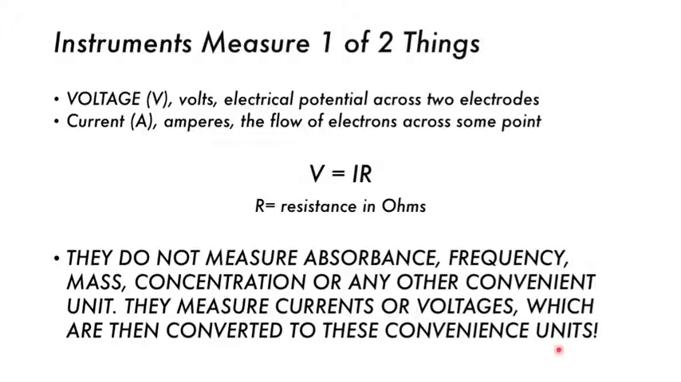So that's an important thing to remember. We do not, using these instruments, directly measure absorbance, frequency, or whatever. We measure electrical signals, either voltage or current usually. And then we convert that back. I mean, there are relationships between those voltages or currents, which allow us to convert to the convenience unit at the end, so that we get our frequencies in nanometers or wave numbers or whatever, our absorbances in the arbitrary units, concentration in moles, and so on.